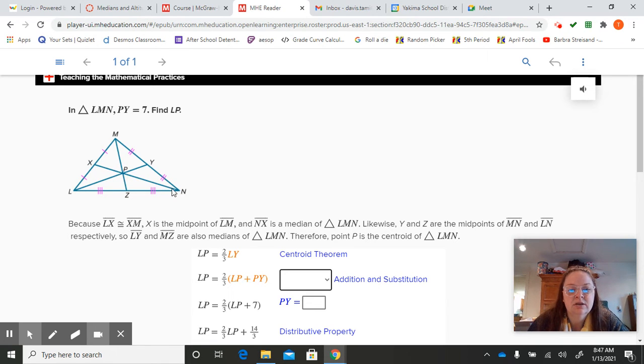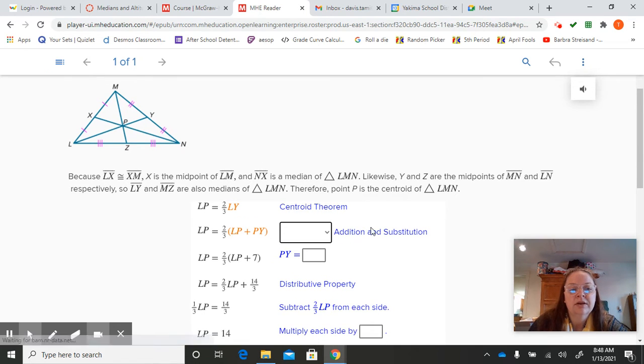is the median of triangle LMN. Likewise, Y and Z are midpoints of MN and LN, respectively. So LY and MZ are also medians of triangle LMN. Therefore, point P is the centroid of LMN. Now, given all of that information, we know that P is the centroid.